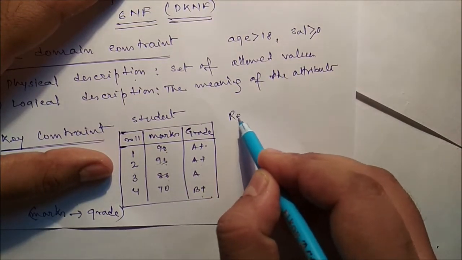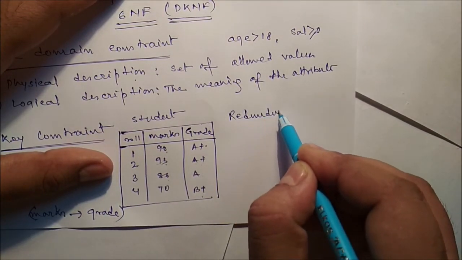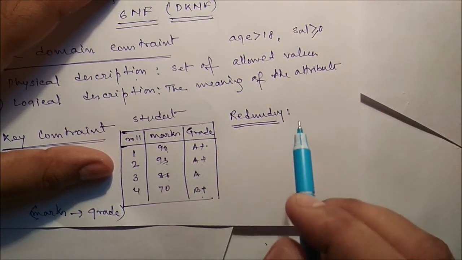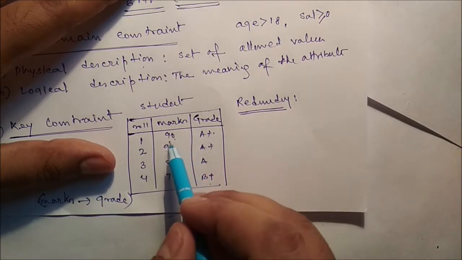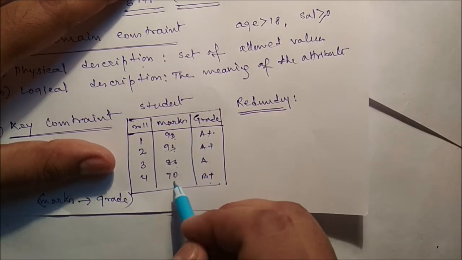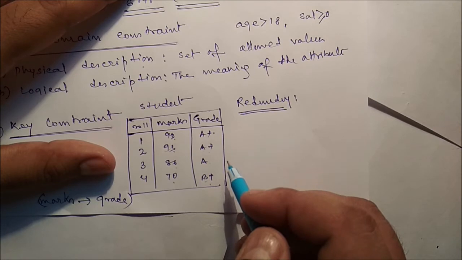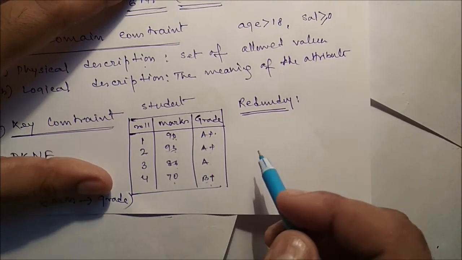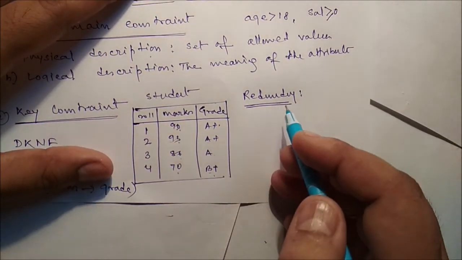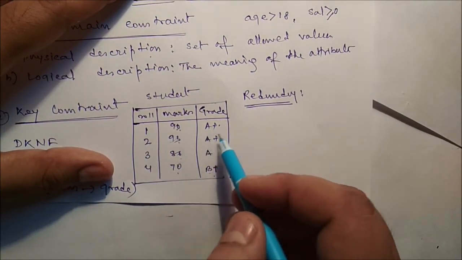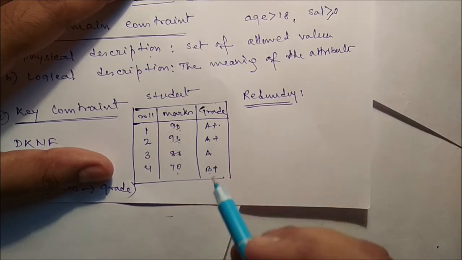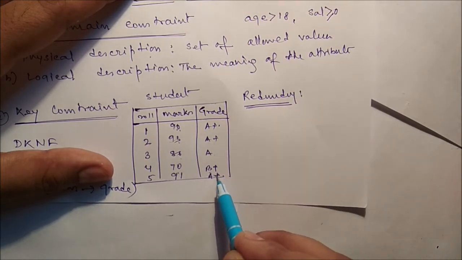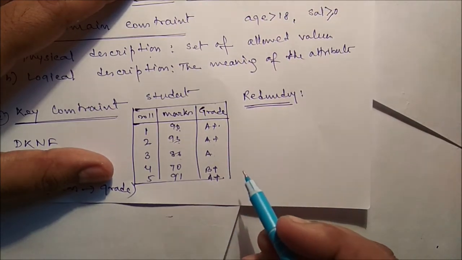First problem was the redundancy. Now here marks and grade both represent the same thing. So 90 means A plus, it is obvious. 70 means B plus, it is obvious. So that means we are storing the same information in different forms. So that means redundancy is there. Similarly, if it is more than 90, definitely A plus. So if one more, say 91, is there, definitely it should be A plus. That means we are storing the same information.